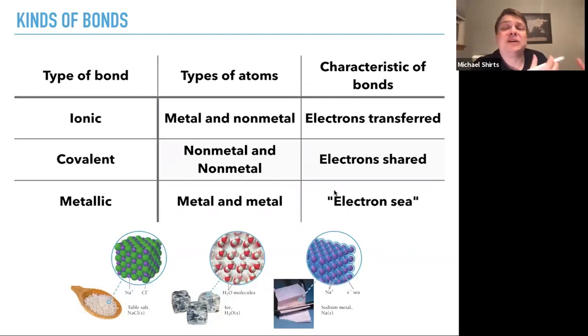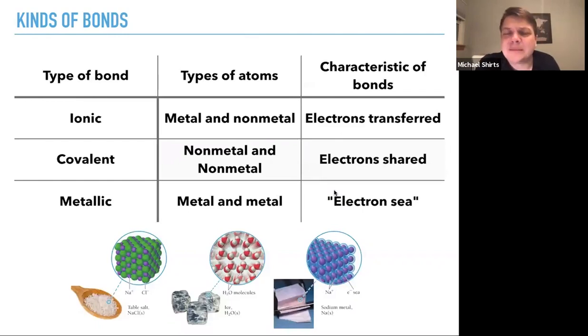Since they don't really want to give up their electrons, but they also like electrons, they share the electrons. Very nice of them. And we'll be talking a lot about that. There's lots of different ways that electrons can be shared between two or many atoms. And finally is a metallic bond.